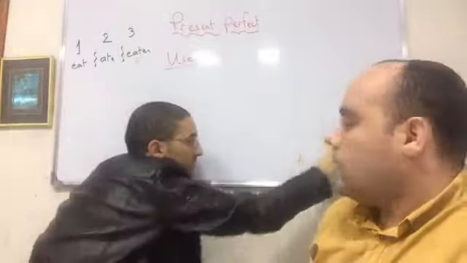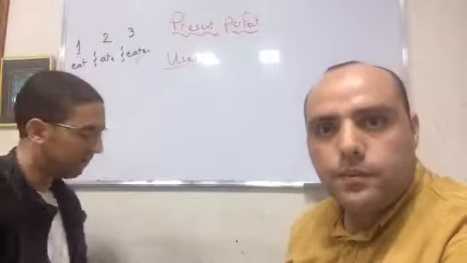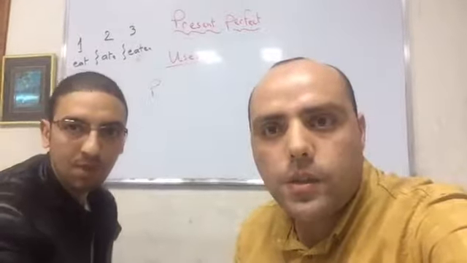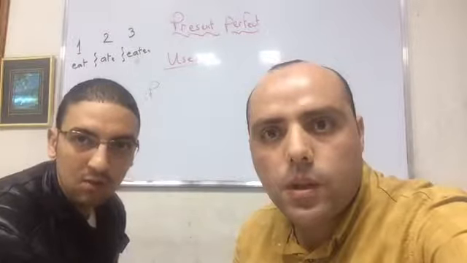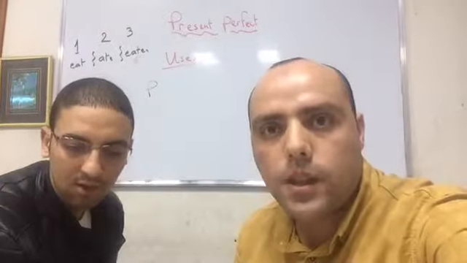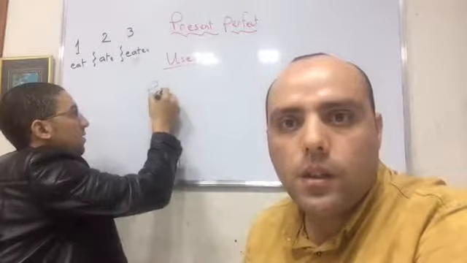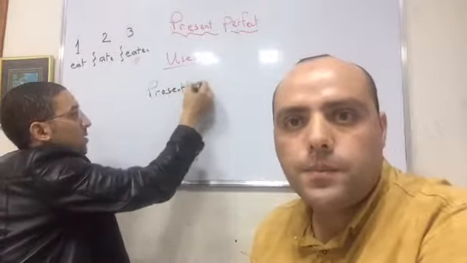The fifth use is to talk about something with a present result. Here we don't use the time marker with the present perfect. We use the time marker only in the past simple. Yes, that's right. That's very good. She has ridden her bike.